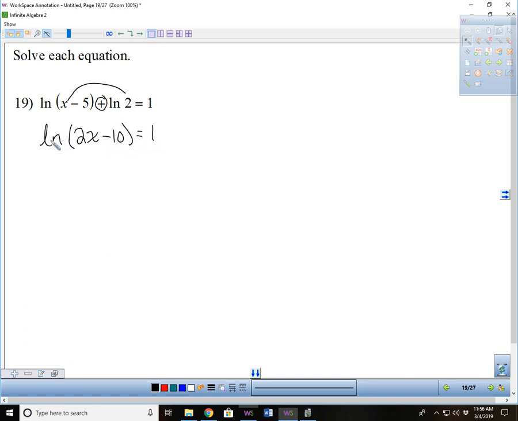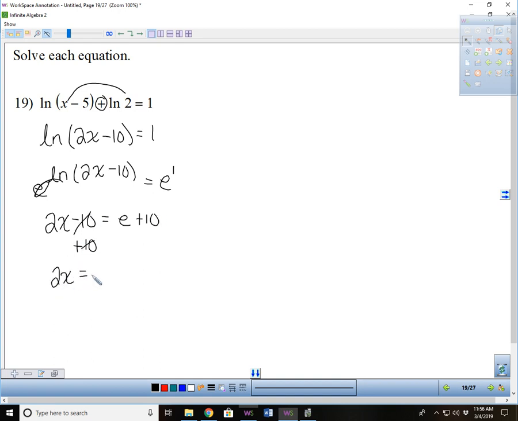So in order to get rid of a natural log, I have to raise it with a base of e. Remember, because natural logs have a base of e. So this would be e to the first. All right, this cancels, so I have 2x minus 10 equals e. Then I just solve for x, so I add 10. So now I have 2x is equal to e plus 10.